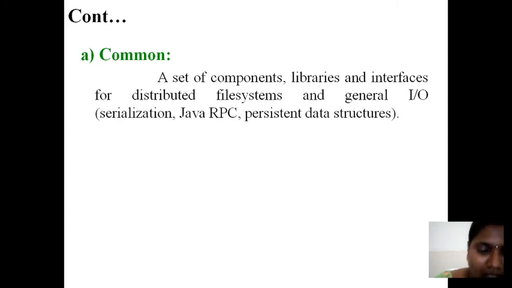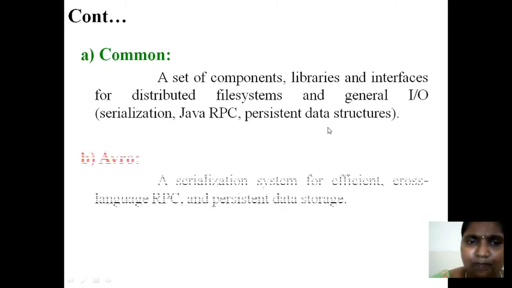Next, I want to give a brief introduction regarding all these tools, not in detail, because in the syllabus we don't have that much requirement. So, Common, as I said previously, I gave an introduction regarding Common. Common provides the libraries and interfaces so that any system which is not the same as another system can execute those libraries and interfaces to share data. So we can use serialization, Java, remote procedure call, persistent data structures, etc.